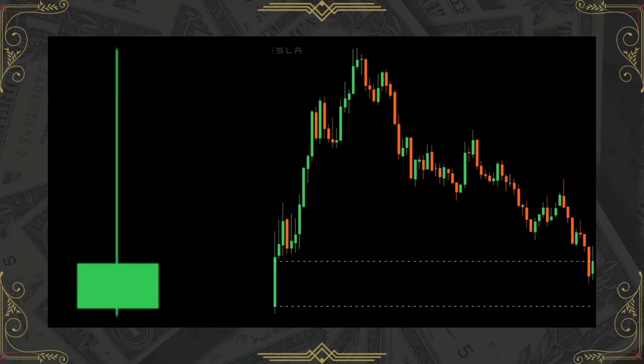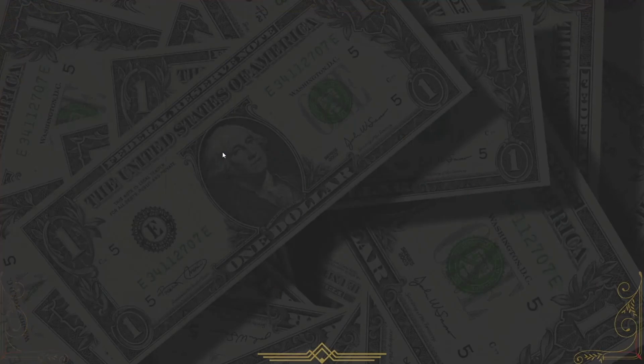Now again, without examining the overall trend or understanding support and resistance or supply and demand zones, we cannot really say for sure how significant this candle is. But what we can say is that for whatever reason, at these prices up here, buyers are losing control and sellers are starting to flex their muscles.